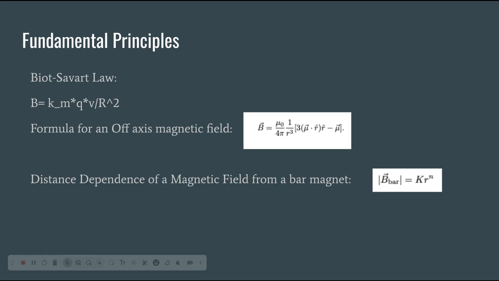So the fundamental principles this lab runs on are, one, the Biot-Savart law, which is just the magnetic field of a point charge, which is kind of how we derive all of our other magnetic field relationships. Then we have the formula for an off-axis magnetic field, which is going to be important for the more computational second part of the lab, and the distance dependence relationship of a magnetic field, which we use to find a bunch of things, to be fair. It's a lot of the lab.